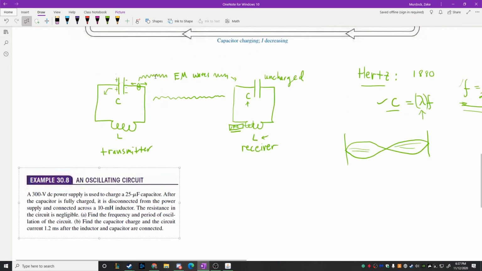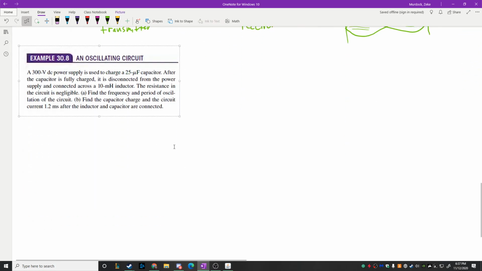It would go forever if it wasn't for these electromagnetic waves, but the waves themselves are another phenomenon that we still need to develop, and there's a whole chapter on electromagnetic waves. Okay, so, oscillating circuit.